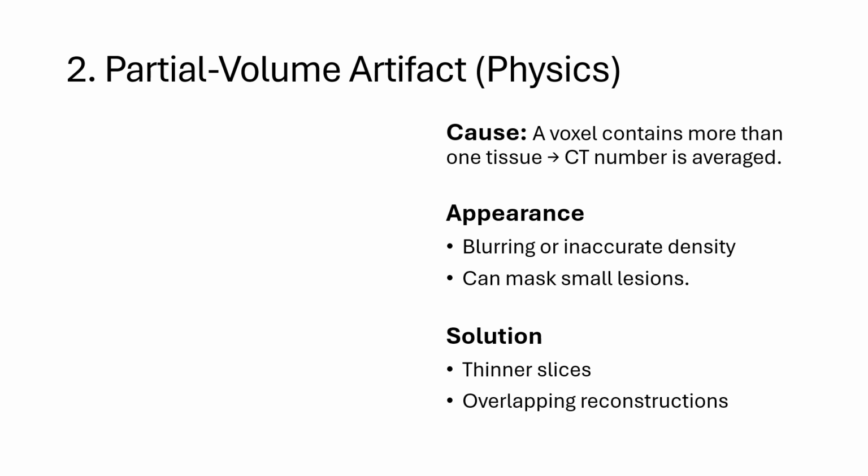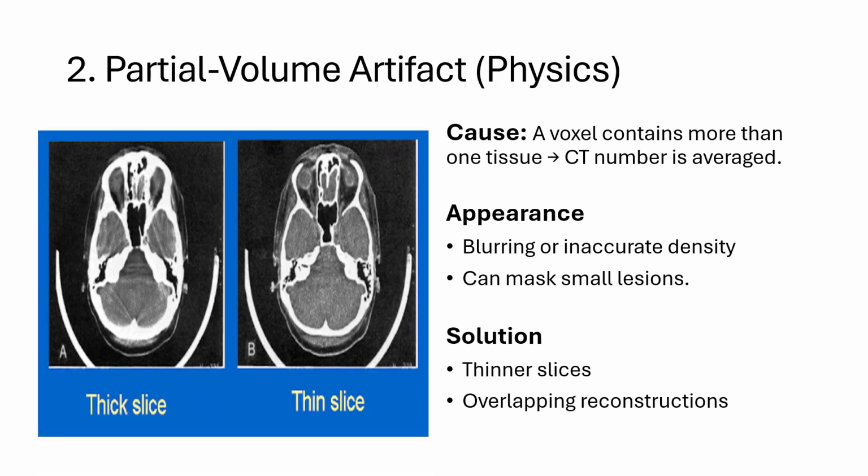Now the second artifact is the partial volume artifact or partial volume averaging, which occurs when a voxel contains more than one tissue, that is the CT number is averaged, and it appears as the blurring or inaccurate density, and it can mask the small lesions. As we can see in this image, the first image shows the volume averaging artifact due to the thick slice, whereas in the second image we can see the thin slice image, and there is clear visibility of the brain parenchyma. So this is the volume averaging artifact, and it can be fixed by taking thinner slices and overlapping reconstructions.